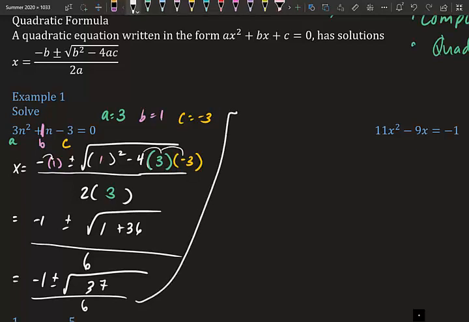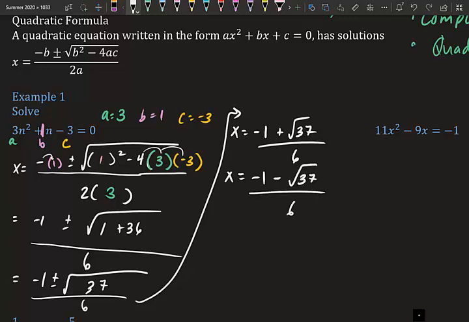I'm going to bring it up here. We cannot simplify anything because 37 is prime. So we can't simplify 37. We can't break it down like in chapter 7. So since that's the case, we actually have two answers. We have x equals negative 1 plus the square root of 37 over 6. And we have x equals negative 1 minus the square root of 37 over 6. And those are our solutions.